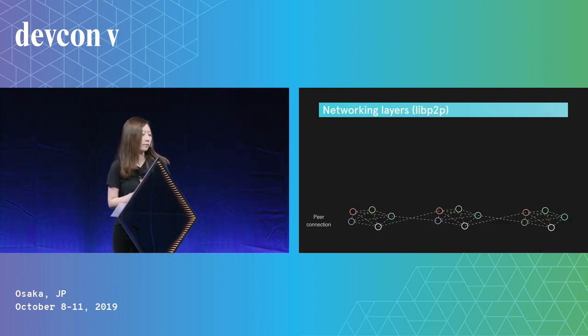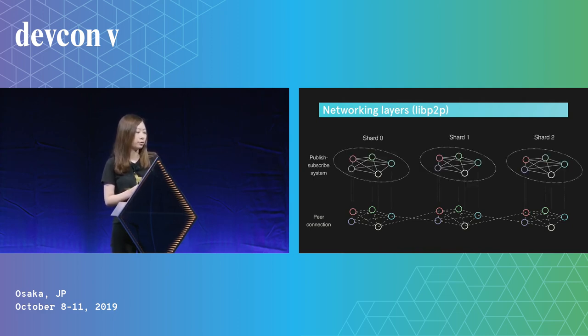And about the networking layers, Eth2 uses libp2p as the base networking protocol. Under the networking layer, there is the peer connection, which depends on the peer discovery protocol that you are using. And for the business logic, the message is broadcast with a publish and subscribe system. So we use the GossipSub protocol to broadcast the subnet messages inside the shard chains.